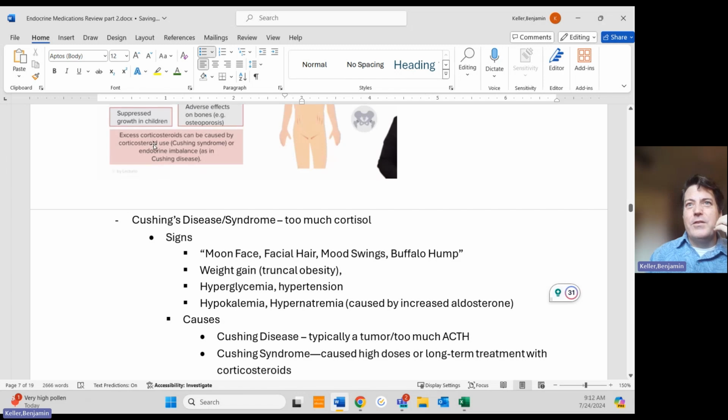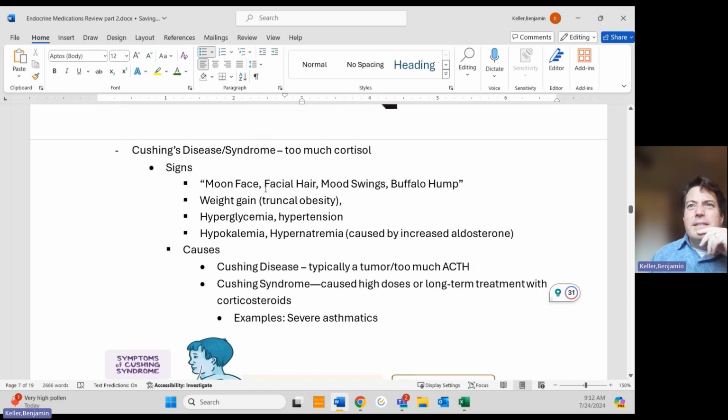And so excess can cause Cushing's disease. We're going to take a look at that right now. So Cushing's disease and syndrome is too much cortisol. The main issues are going to be moon face, facial hair, mood swings, and buffalo hump. You can do that with me if you want. Moon face, facial hair, mood swings, buffalo hump.